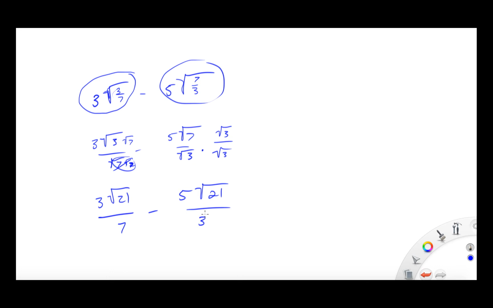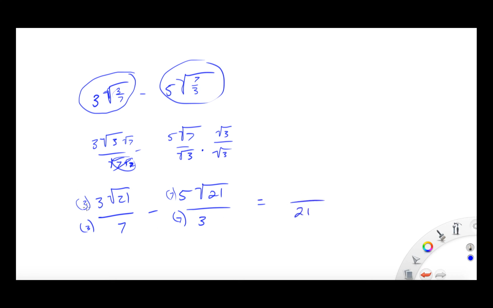Okay, here's the problem. We got denominators that don't match. So what we're going to do is multiply each side by 3. This side is going to be multiplied by 7. So the denominators are going to equal 7 times 3, which is 21.